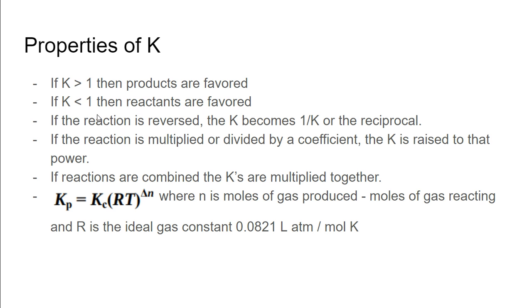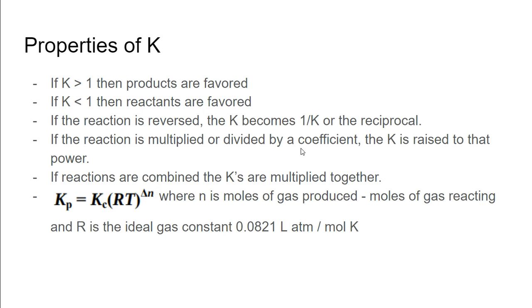If we reverse a reaction, so we flip the reactants and products, that means we just flip the K. It's the reciprocal of the K, so 1 over K. If the reaction is multiplied or divided by a coefficient, the K is raised to that power. So if we multiply a reaction by 2, we take the K and we square it. If we divide a reaction by 2, then we take the square root of K.